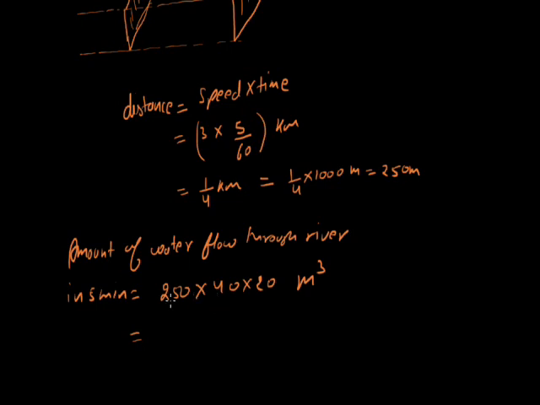So the answer is 25 into 4, that is 100, 100 into 2, 200. So 3 zeros, 1, 2, 3, meter cubic. So that much water has flowed, that is 2 lakh meter cubic of water.